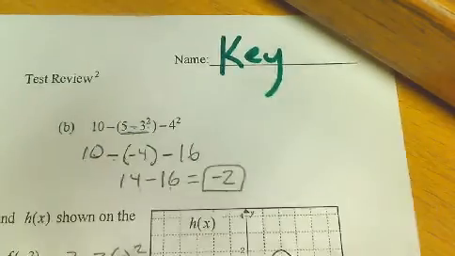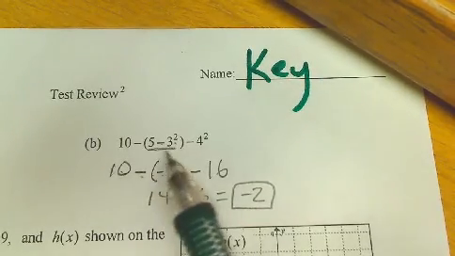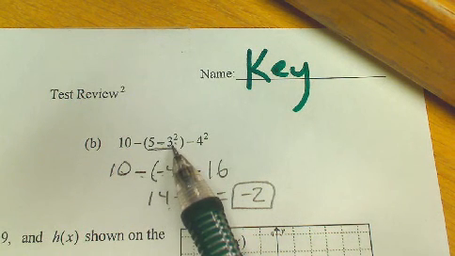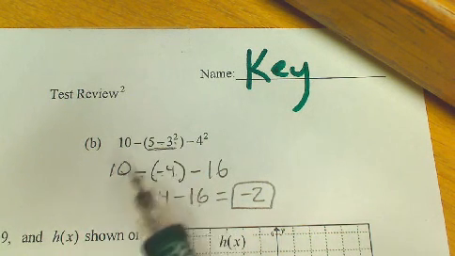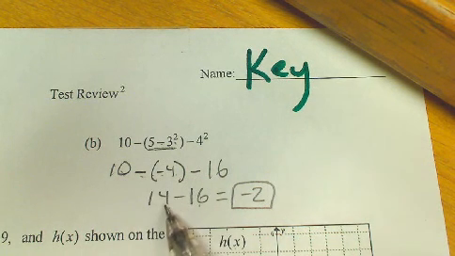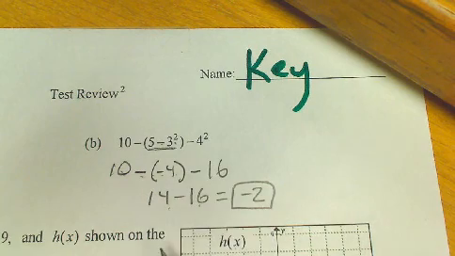Then I have to do what's inside parentheses first, so that's 5 minus 9, and then 5 minus 9 is negative 4. Minus the negative means you're adding, so it's 10 plus 4 is 14. Minus the 16 gives me a negative 2.